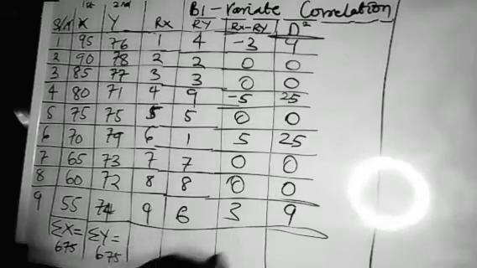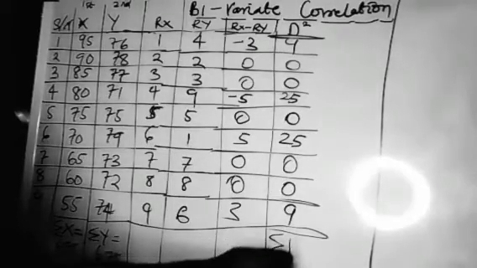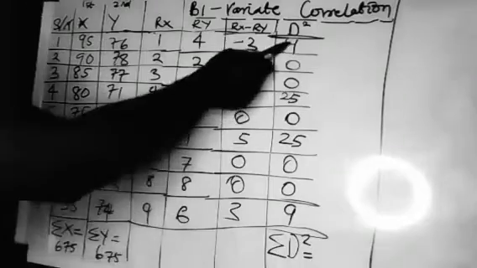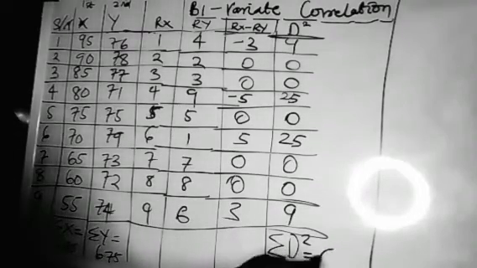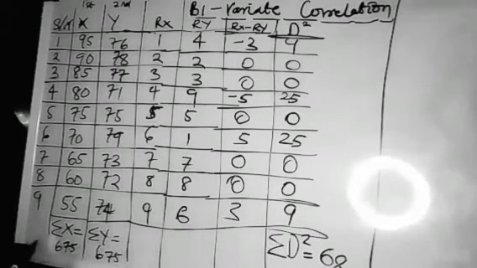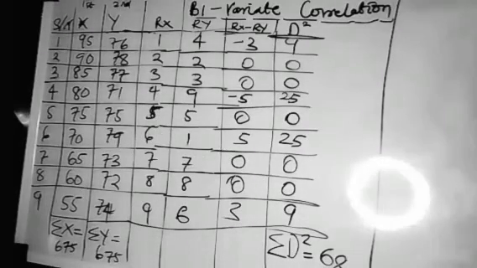Now the next aspect is you sum, sigma, you sum d squared together. Summation of d squared, what will it give you? The total of all the variables here is going to give you 68. I repeat, the total of all the variables here is going to give you 68.